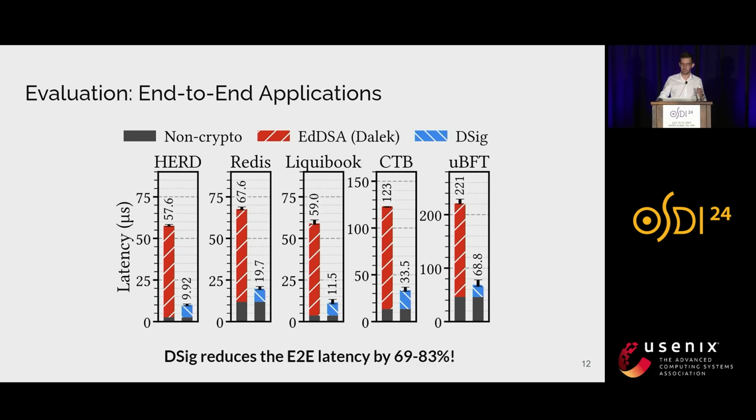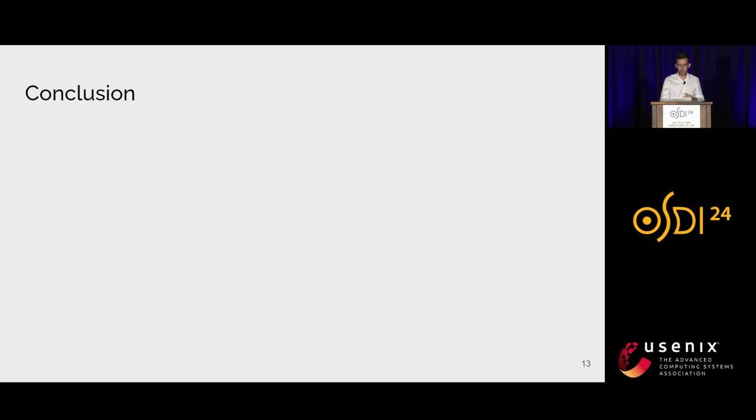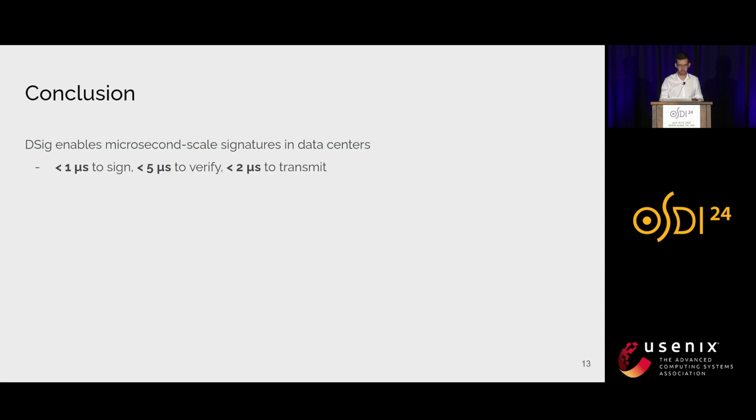And what you can see is that DSig helps reduce the end-to-end latency of these applications by 69 to 83%. So that's a drastic decrease in their end-to-end latency. To conclude, DSig enables microsecond-scale signatures in data centers, and as we have seen, that has many applications, and we also hope that this will bring new secure applications to the data center.